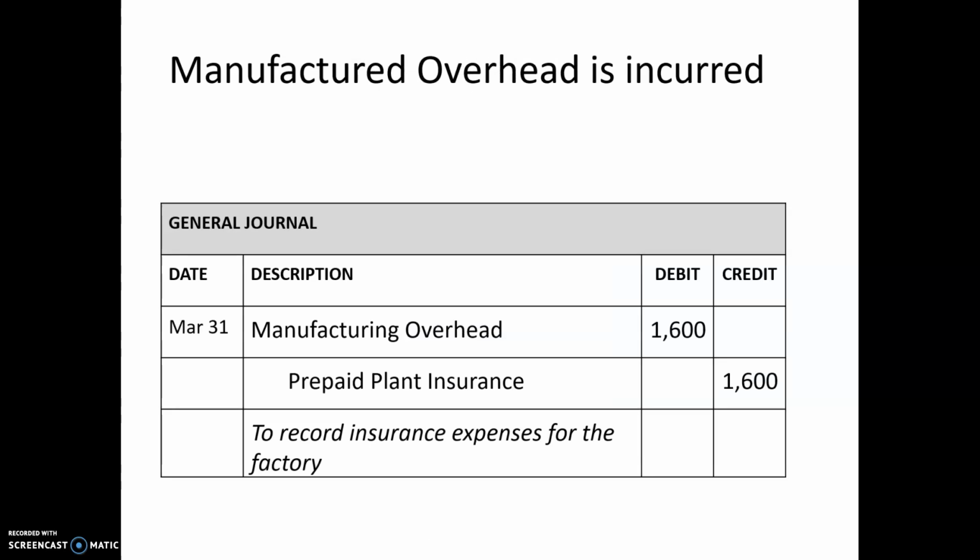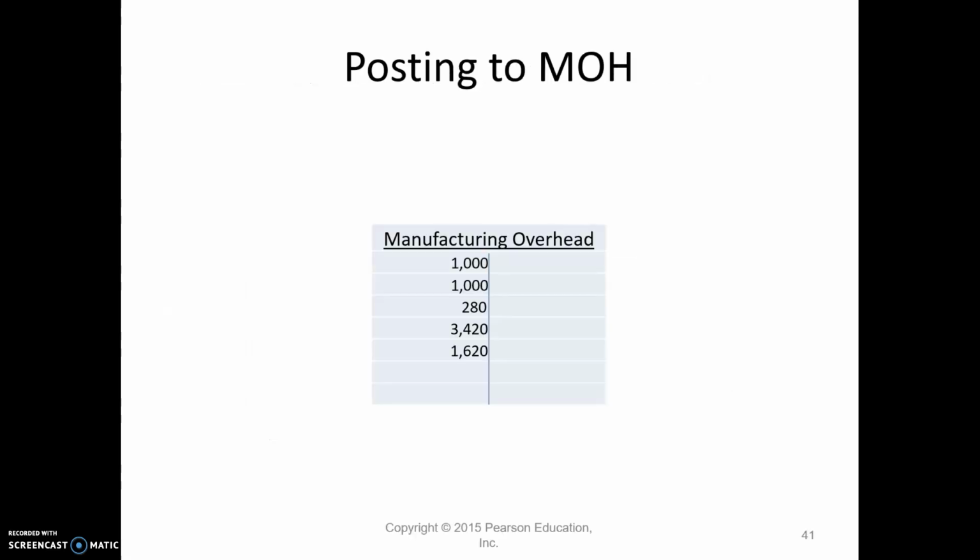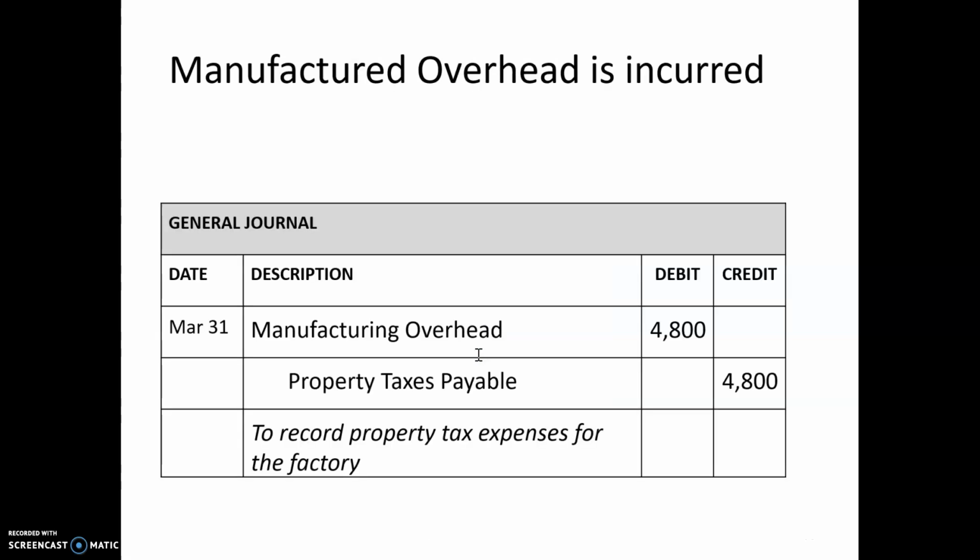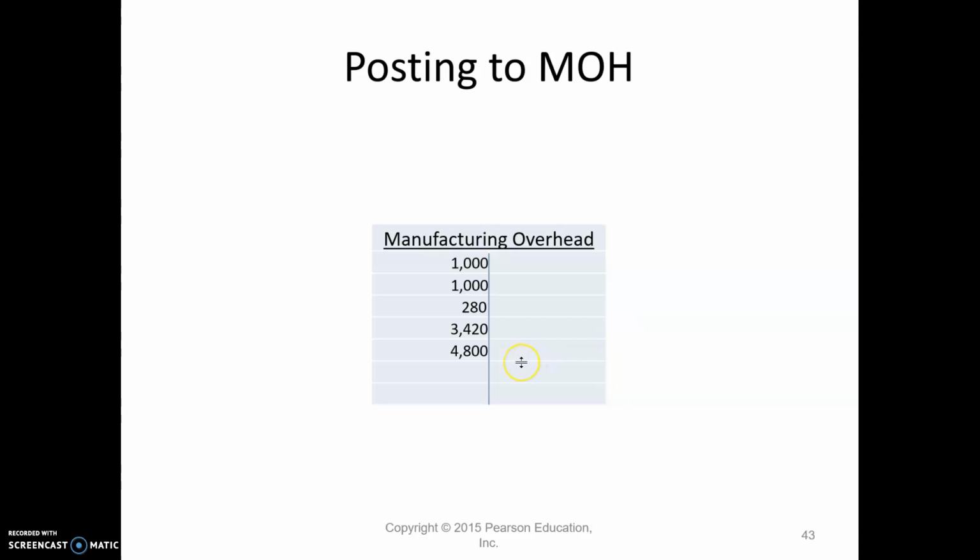We need to record our insurance expense for the factory, right? Instead of debiting insurance expense and crediting prepaid insurance, our debit is going to be manufacturing overhead. And so we'll post that to the manufacturing overhead account. And then our property taxes. So we're not going to debit property tax expense. We're going to debit manufacturing overhead and credit property tax payable. And then that $4,800 is going to be posted to the manufacturing overhead T account.